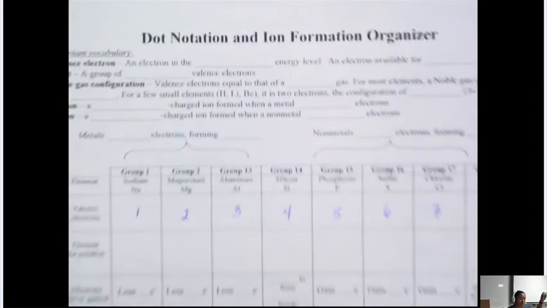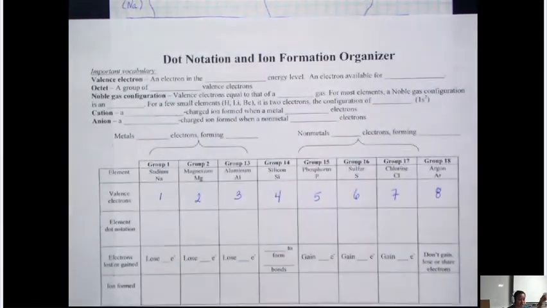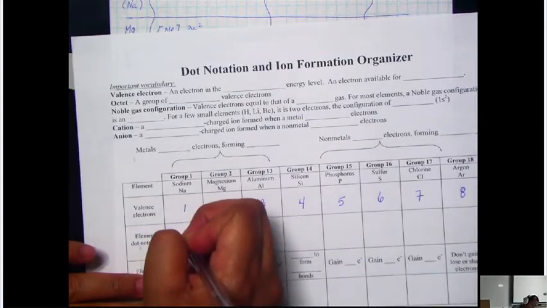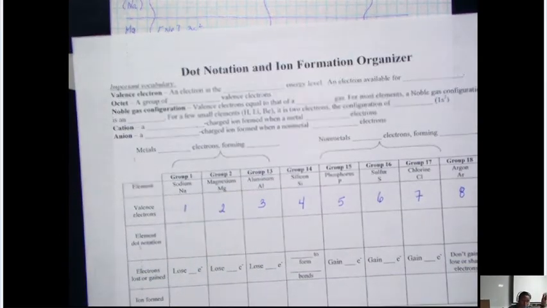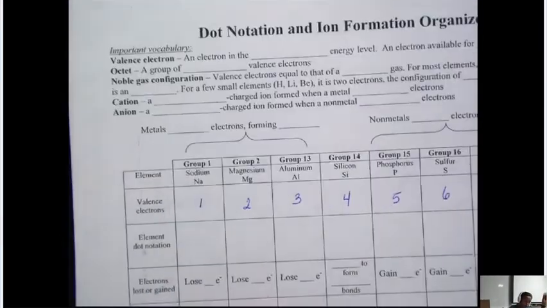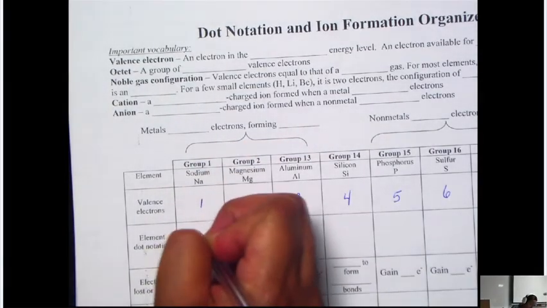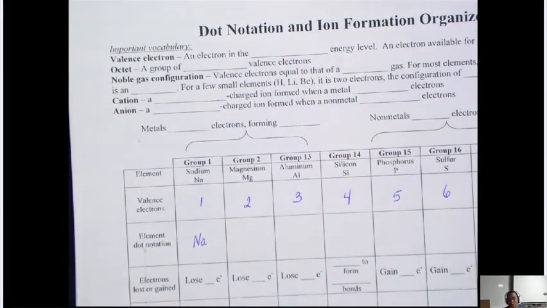All right, so the element dot notation, you're going to have to do dots for your assignment 2. The dot notation is you have the symbol for the element. So we're talking about sodium, symbol is Na, capital N, lowercase a. And you have dots on it to represent the number of valence electrons. So if it has 1 valence electron, it's going to have 1 dot. If it has 3 valence electrons, it's going to have 3 dots. If it has 5 valence electrons, it's going to have 5 dots.